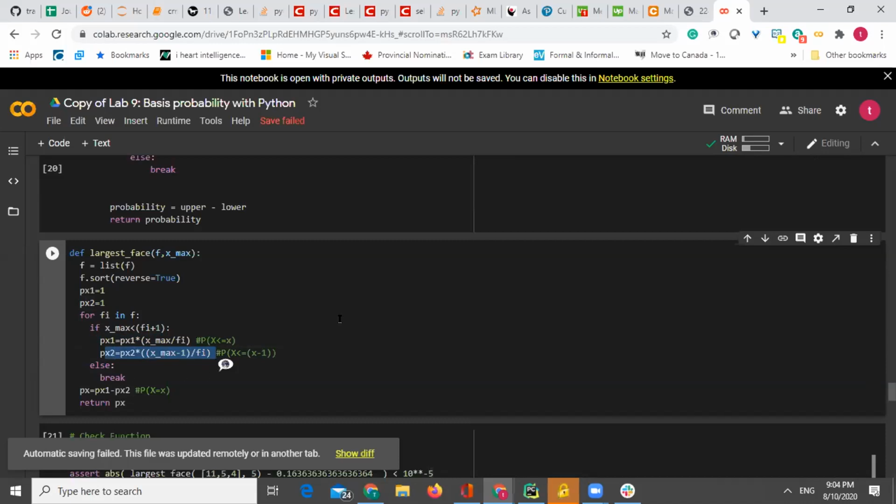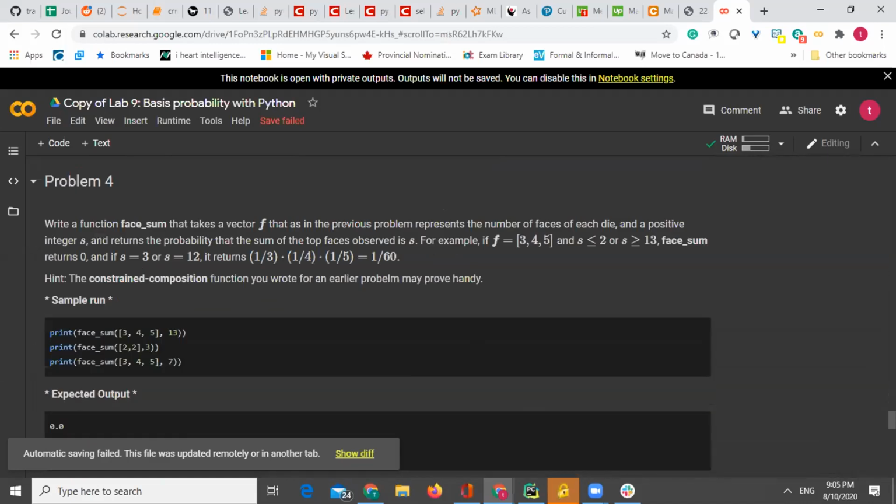Oh, they didn't power 4. Oh, okay, here they power this. Okay, I understand. Okay, I got it now. So let's go to problem 4. Write a function that has vector f.